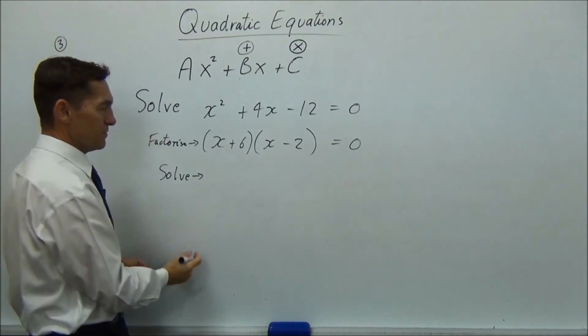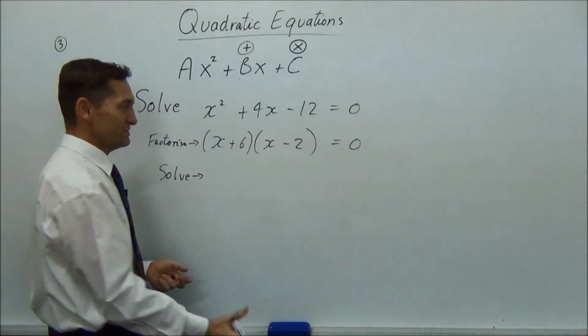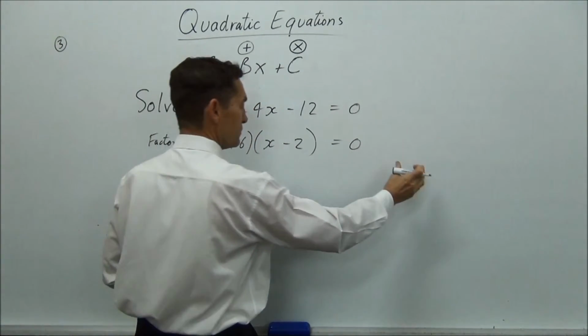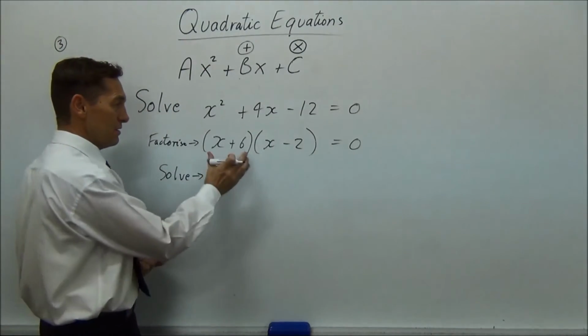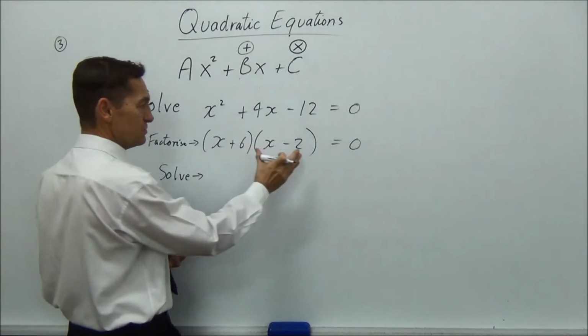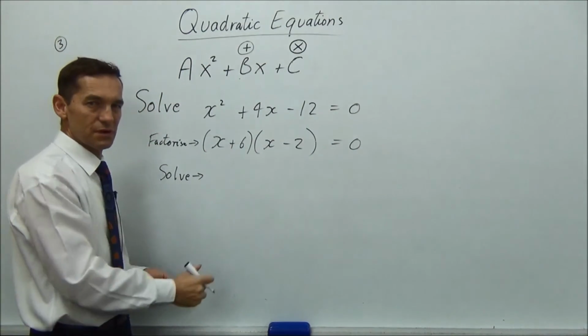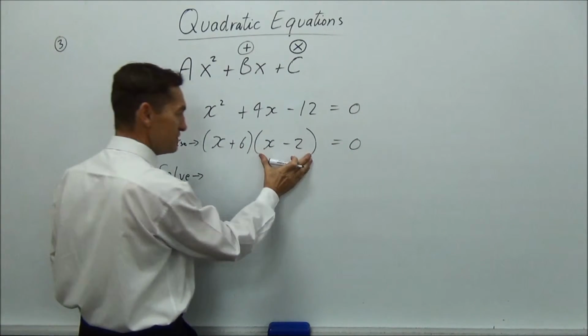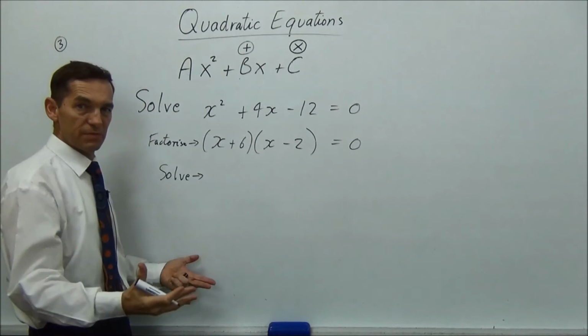Now what did I just tell you? I just told you if you multiply two things together, either this one's 0 or this one's 0. We're multiplying this multiplied by this, and they equal 0. So what do you know? Either this is 0 or this is 0. What if they're both 0?